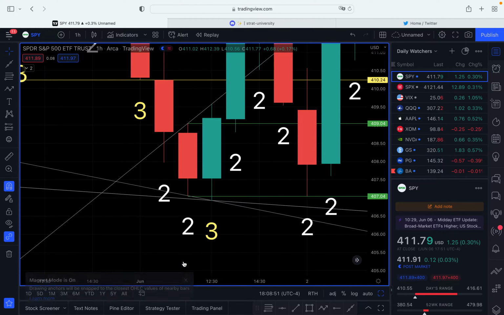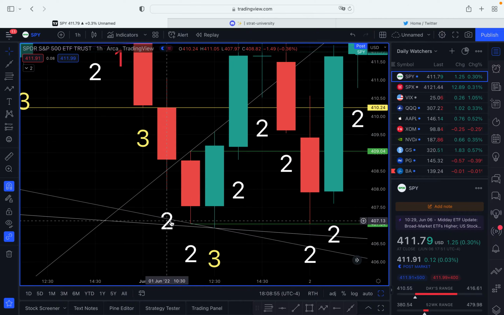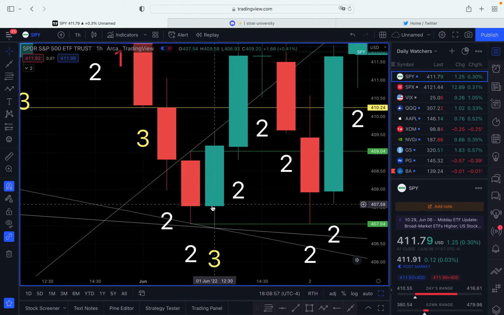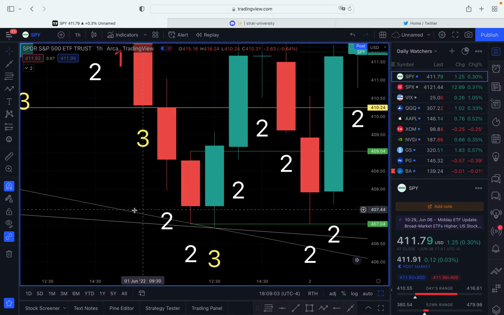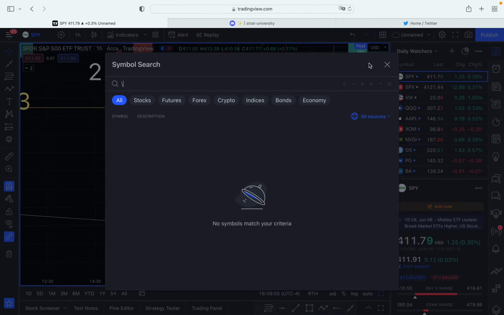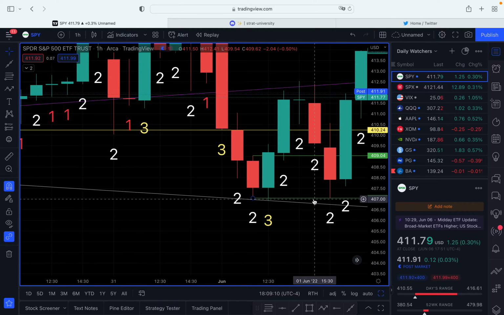But instead of it being a 2-3 on a lower time frame, this could be like 2-1-3, 2-2. It wouldn't just be two bars like that. But we know outside bars exist. We know they are prevalent in price action, and that is why we know broadening formations exist.